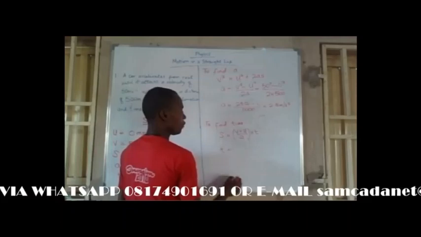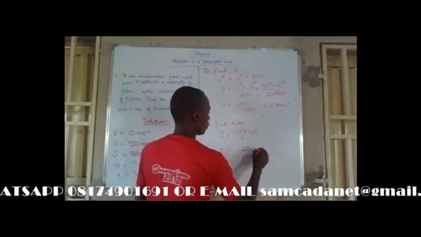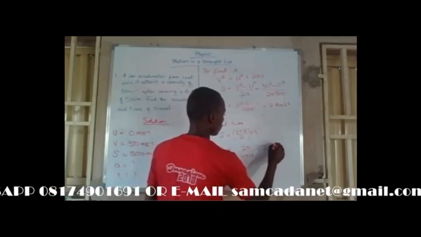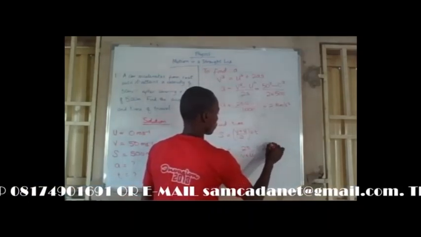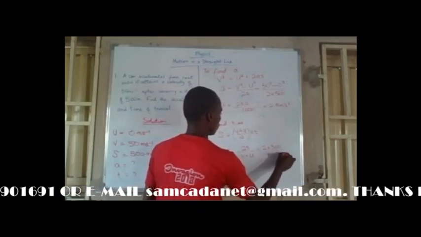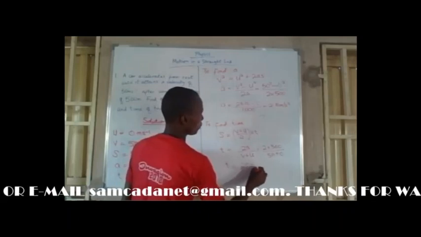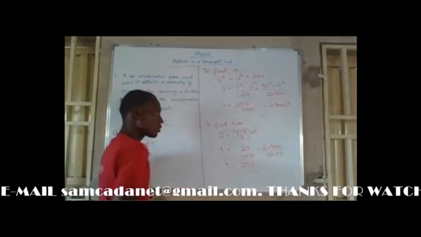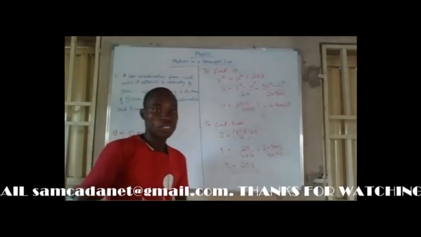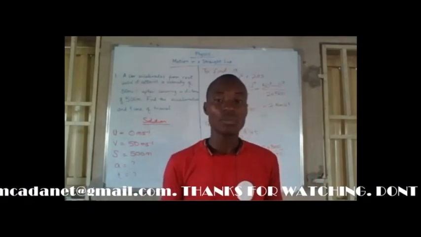If we solve for time, this should give us 2s all over v plus u. That's going to be 2 times s, which is 500, all over 50 plus 0. It's evident that this is going to be 20 seconds. So the time taken is 20 seconds. That's all for this example. It's as simple as that.